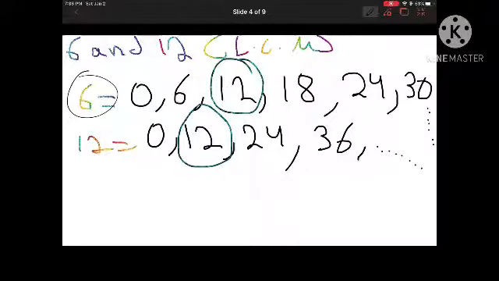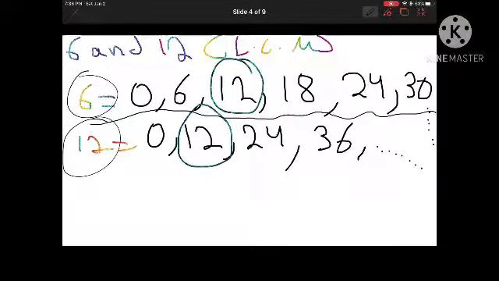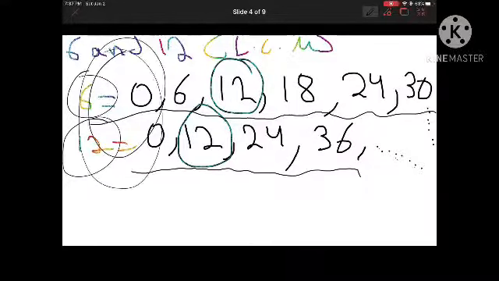The multiples of 6: 0, 6, 12, 18, 24, and 30. The multiples of 12: 0, 12, 24, 36. These dots mean etc. Okay? So, let's start from this side as we said. Never consider 0 a multiple, okay? You should write it, but never consider it as a common multiple of both numbers.